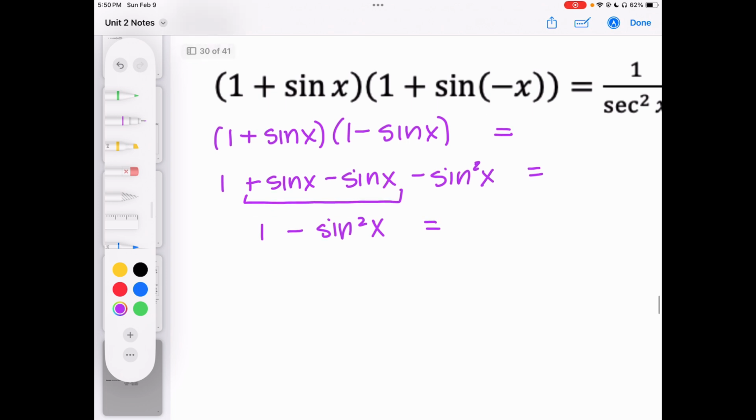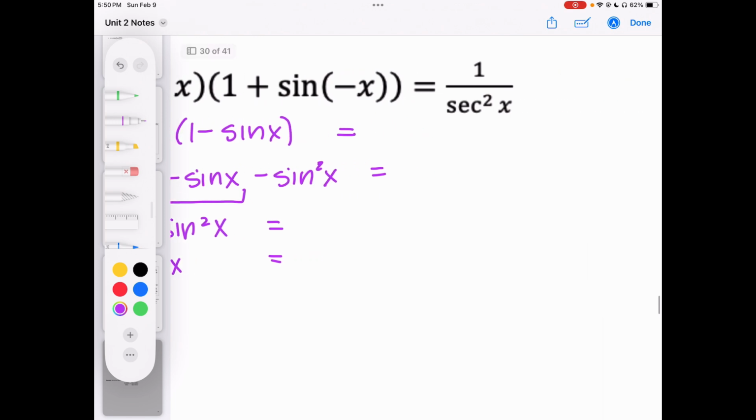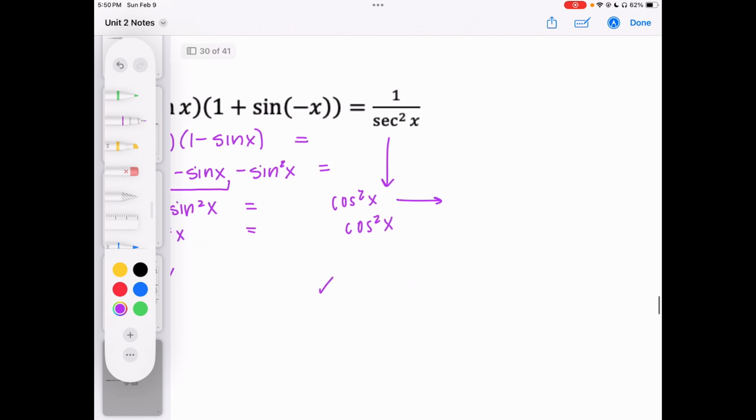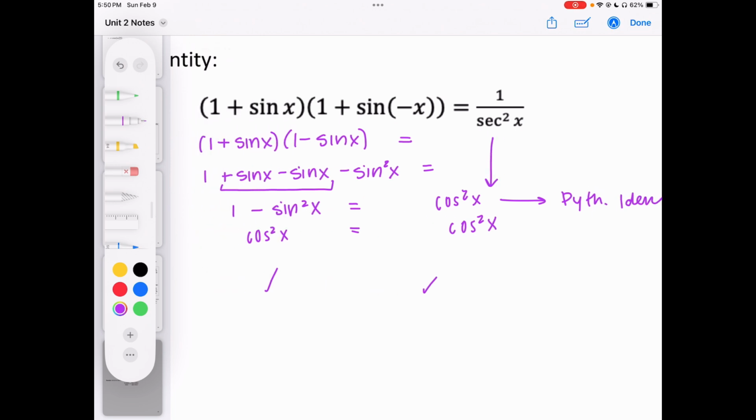Okay. I know that that is equal to cosine squared x because of the Pythagorean identity. And if I look at this guy over here on the right, that's also cosine squared x because it's a reciprocal. So that means these guys also match and we verified the identity. Okay. You could have also even stopped here on this row and said, hey, this is the Pythagorean identity, right? You could have stopped there. You could have gone one step further and shown that their cosine squared equals cosine squared. Either of those is an appropriate stopping place.